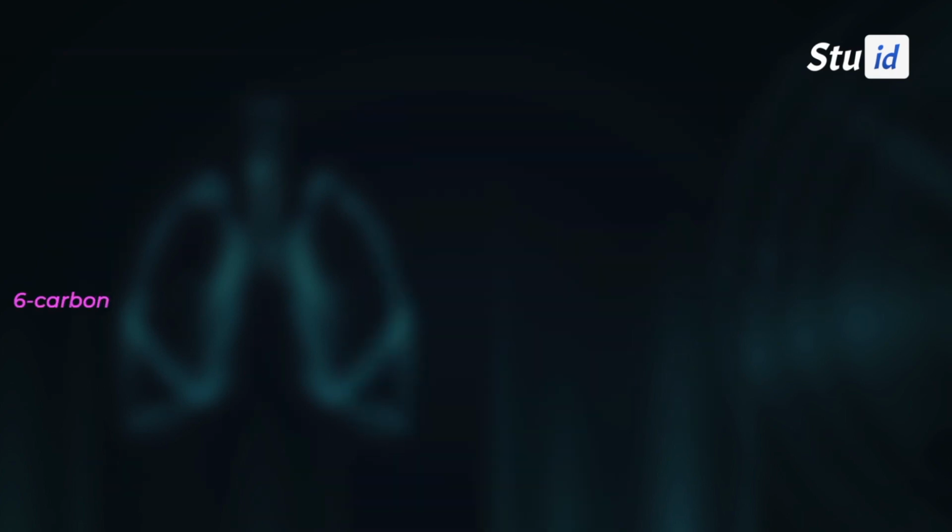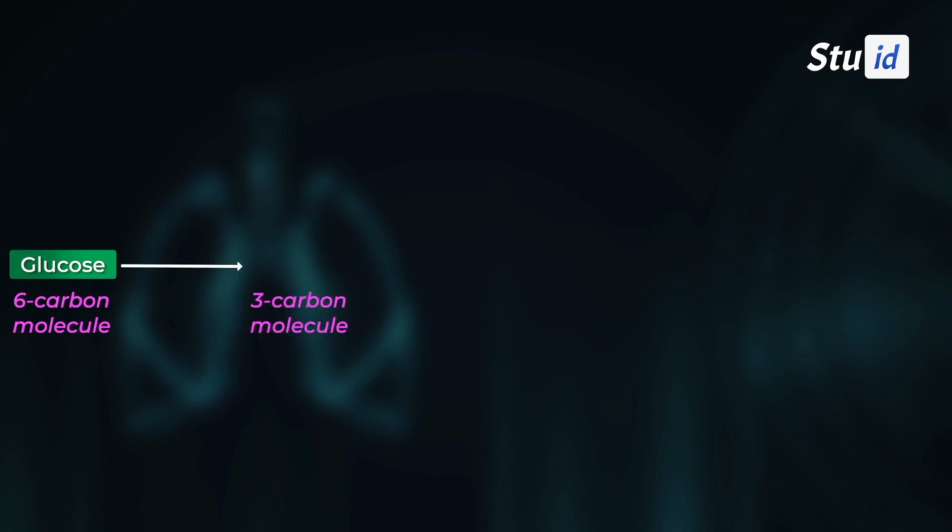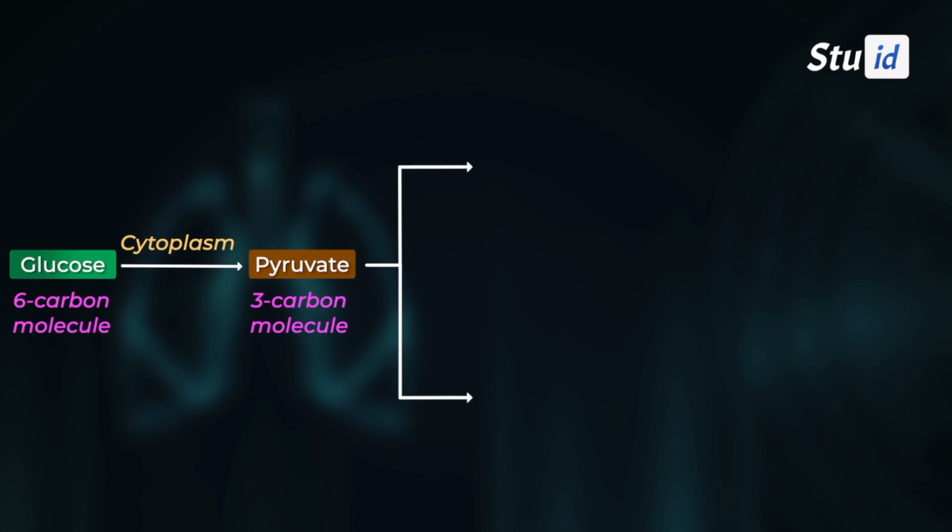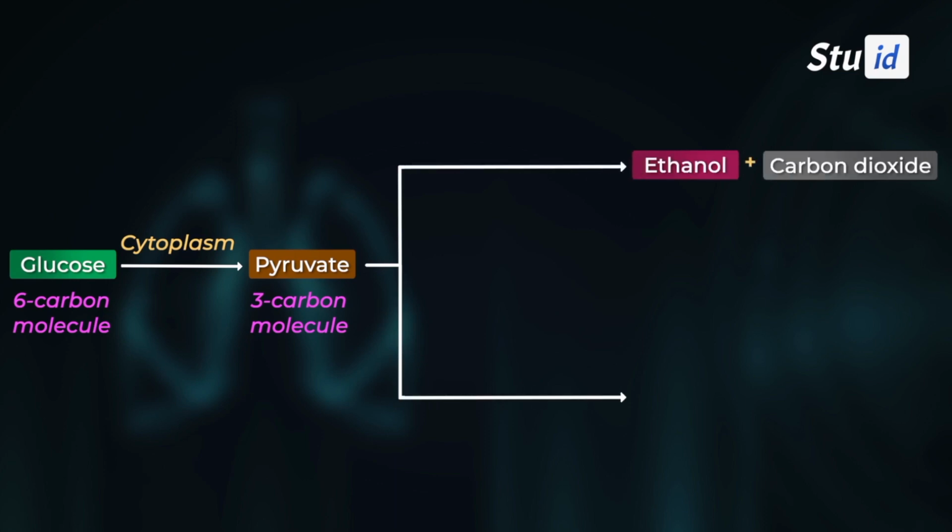turns milky. For providing energy from the nutrients, the first step is the breakdown of a 6-carbon molecule, which is glucose, into a 3-carbon molecule called pyruvate. This process takes place in the cytoplasm. Now, the pyruvate can be converted into ethanol and carbon dioxide, and also into carbon dioxide and water.